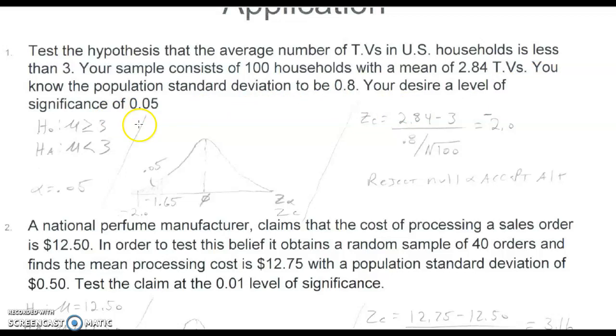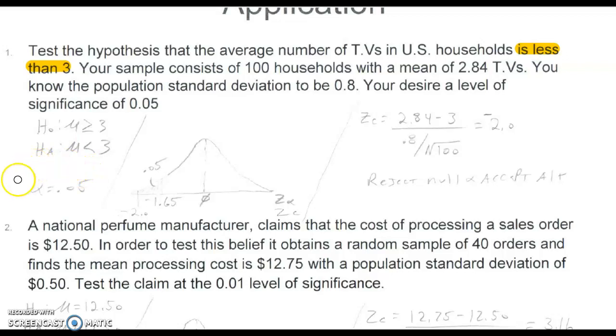You desire a level of significance of 0.05. We start with step 1, find our null and alternative hypothesis. And again, we look at the narrative. It says test the hypothesis that the average number of TVs in US households is less than 3. The fact that it says less than tells you that we have an alternative here, right? Because there's no equality there. Less than does not have an equal in it. So that defines our alternative. The population mean is less than 3, which by default creates our null. Population mean is greater than or equal to 3.